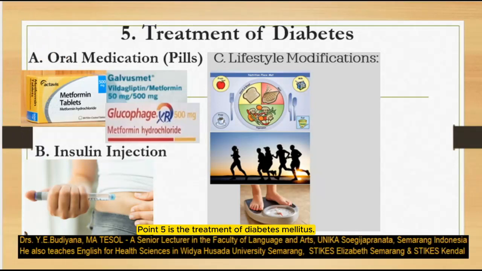Point 5 is the treatment of diabetes mellitus. Type 1 diabetes mellitus can be treated by insulin injection. Oral medications can treat type 2 diabetes mellitus.